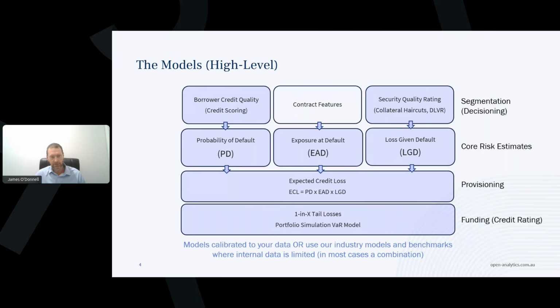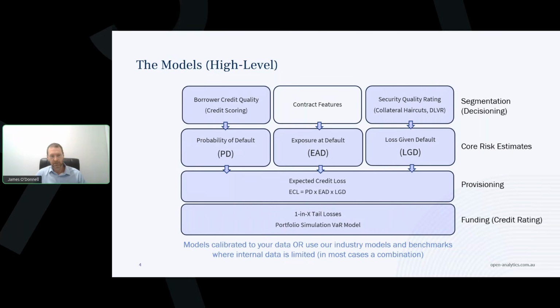Exposure at default is an estimate of the balance if the loan does go bad. And loss given default is an estimate of the proportion of that balance that you end up writing off. So that's probably familiar to a lot of you, the core risk estimates. These are account level models. The layer above that, particularly on the PD and LGD, there are different models.